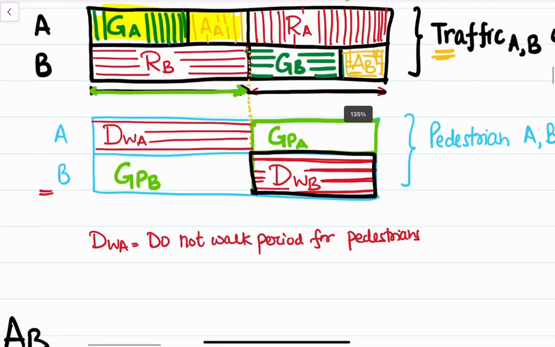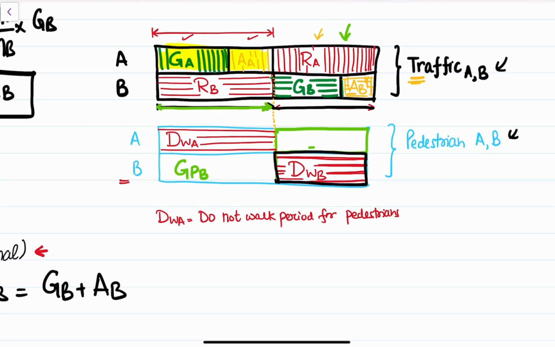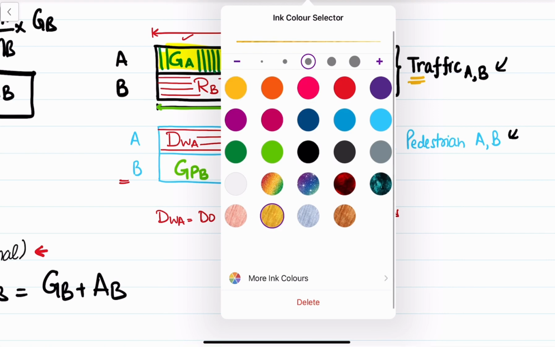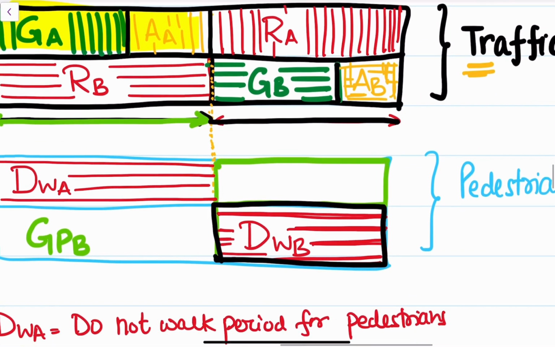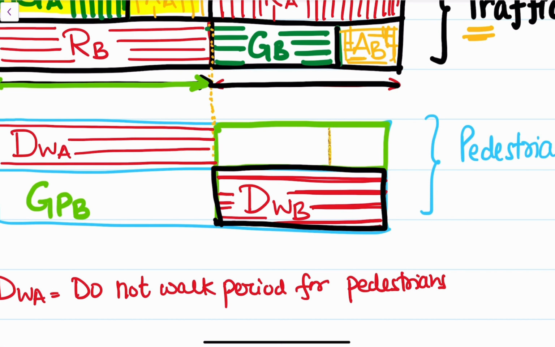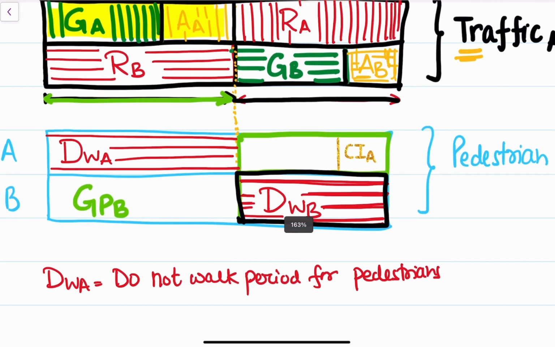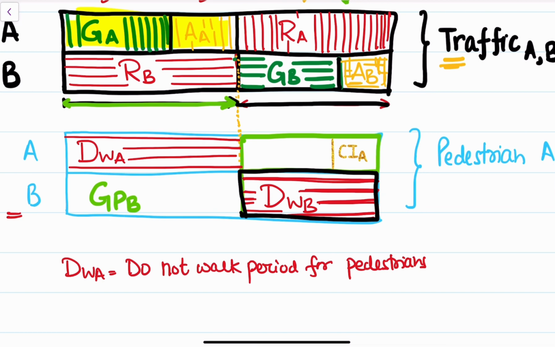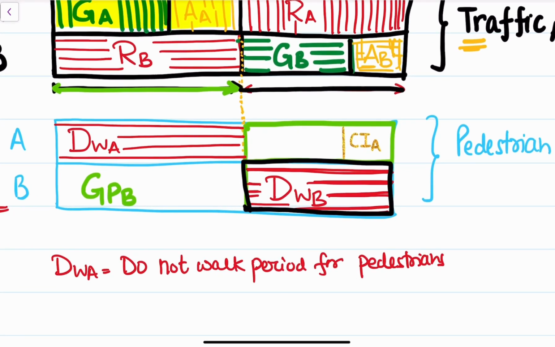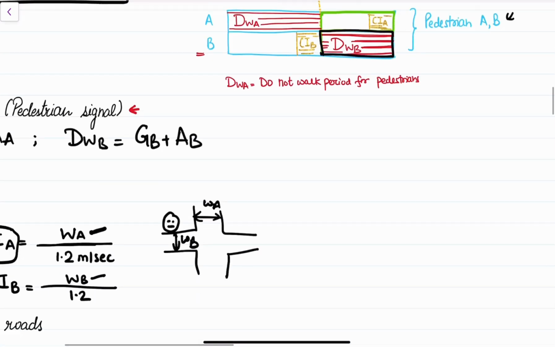So if I want to show this in the phase diagram, I'll use a different color here since it is the clearance interval, right? So it will be the clearance interval for road A, nothing but a kind of amber time. And in the same manner we have the clearance interval for road B, just like amber time for the pedestrian, right?